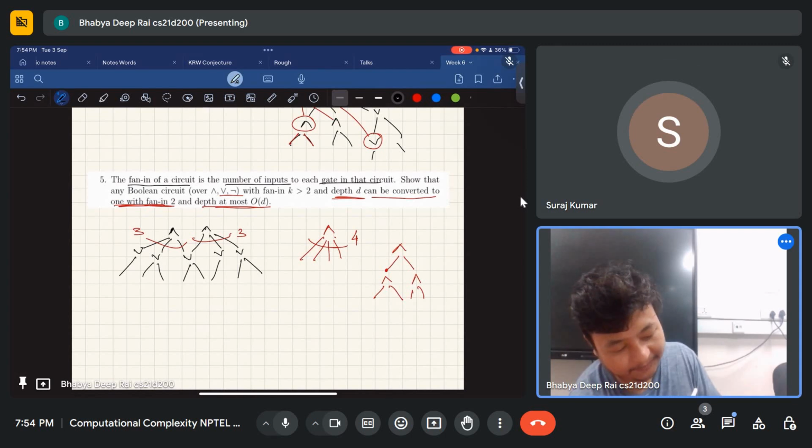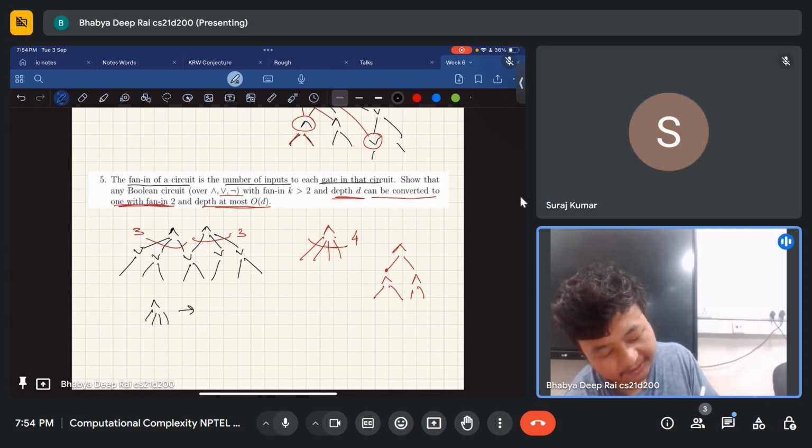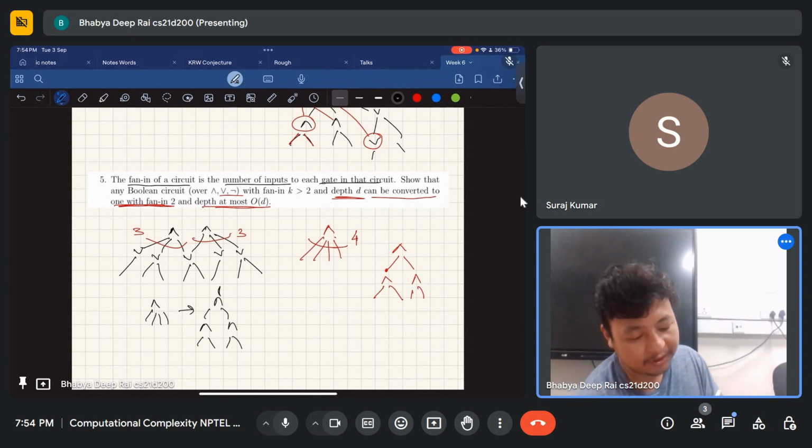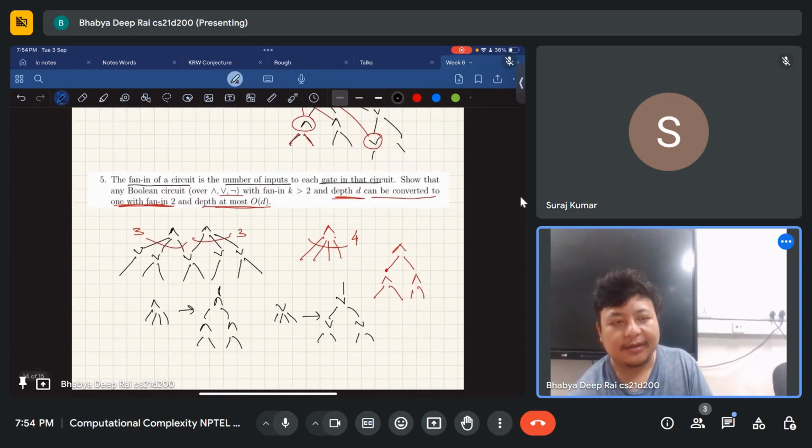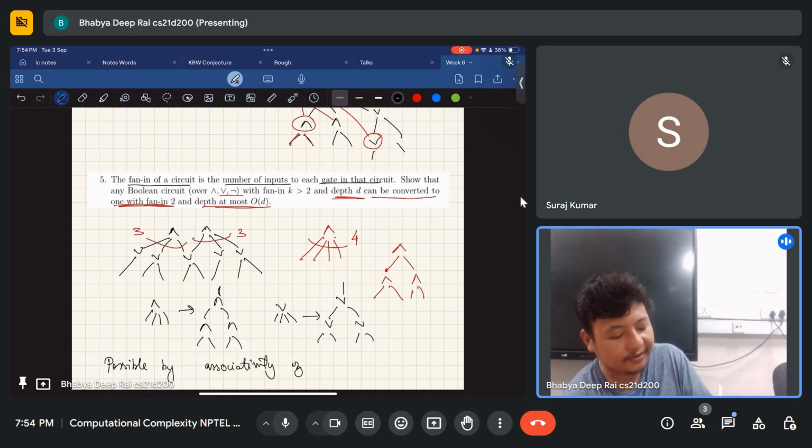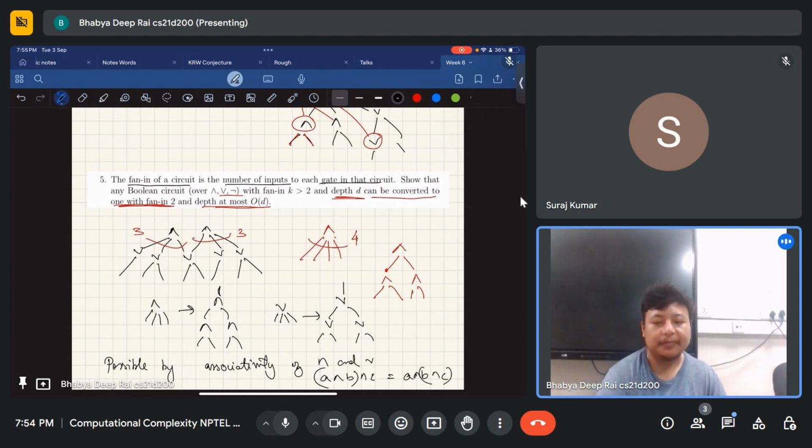Why is this the case? Because every AND gate you convert to one like this, and all the AND gates here have 2 inputs. So the fan-in is 2, and you do the same for OR gates also. Why is this possible? Because of associativity of AND and OR. A and B and C can be done in any order, so it does not matter for AND and OR. So this is possible by associativity. Good. So it can be converted.